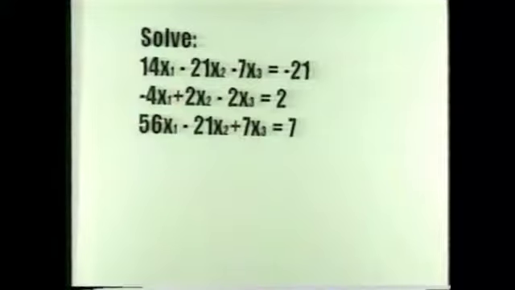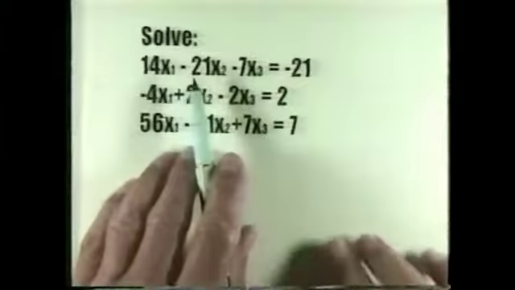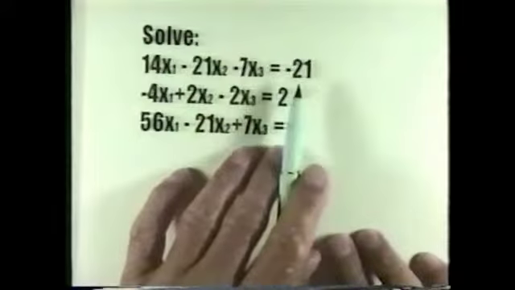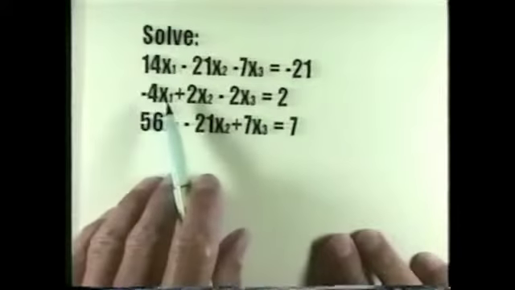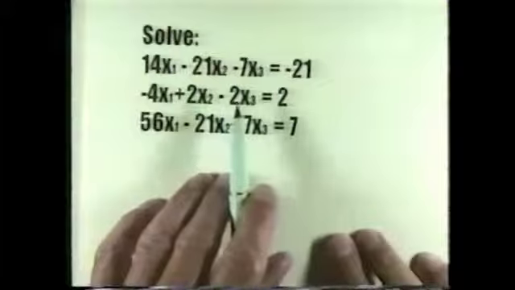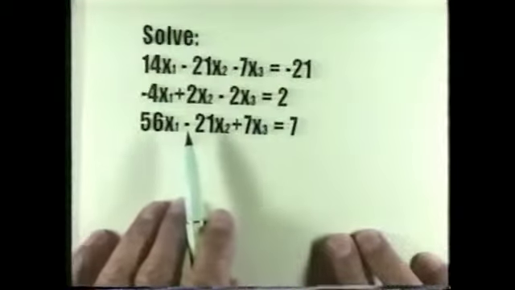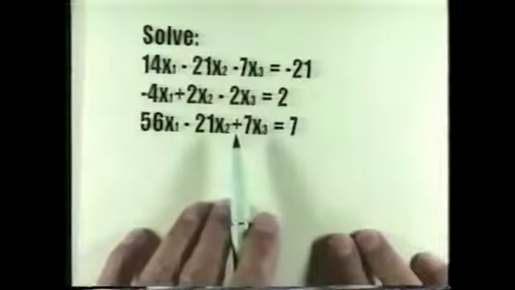Let's solve 14x1 minus 21x2 minus 7x3 is equal to negative 21. 4x1 plus 2x2 minus 2x3 is equal to 2. 56x1 minus 21x2 plus 7x3 is equal to 7.